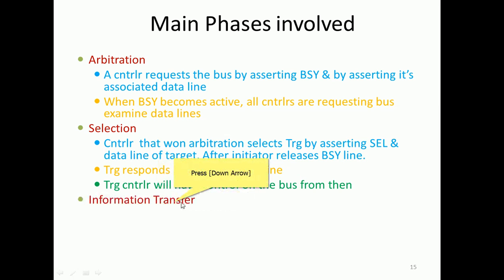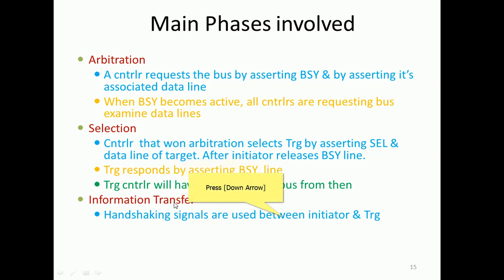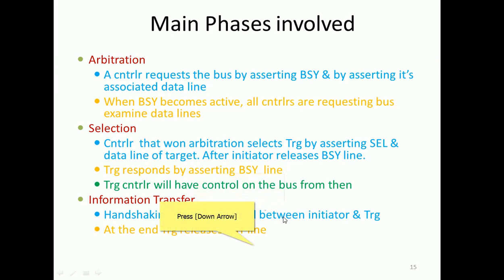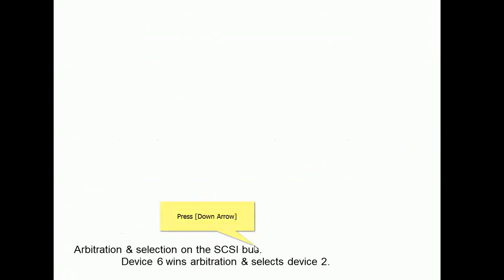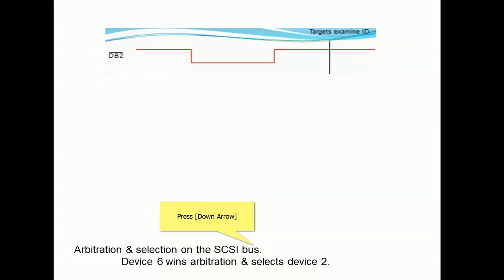For information transfer, handshaking signals are used between the initiator and the target. Once the initiator starts the operation and the devices are ready, the target provides data ready. That is smooth communication. It is a commitment from both sides to follow the protocol. At the end, the target releases the bus busy line, and a reselection will happen.